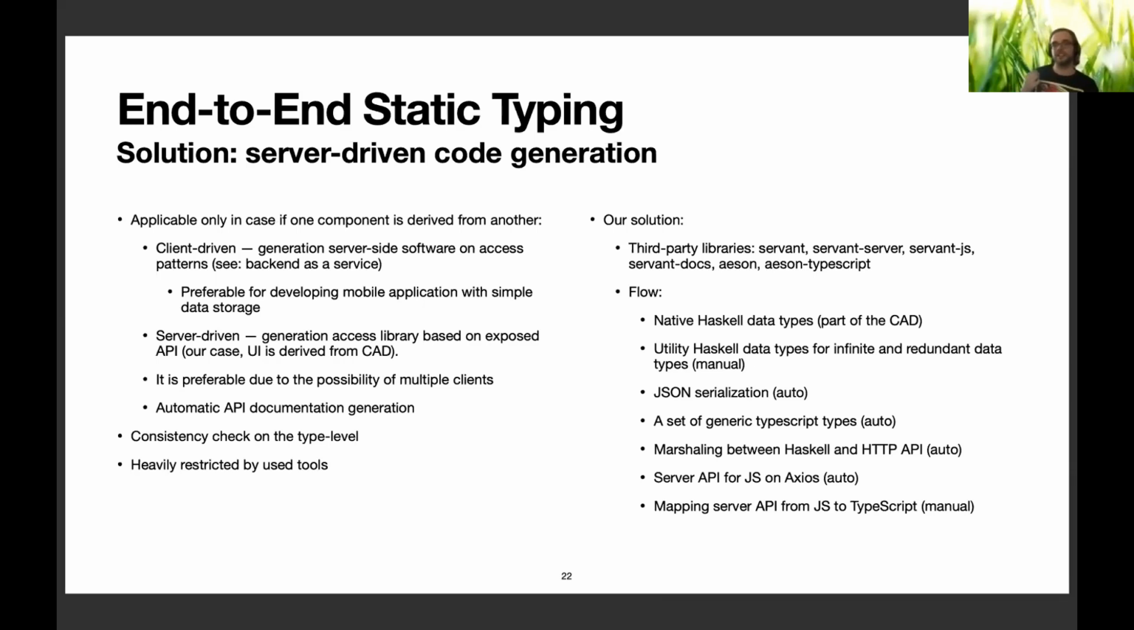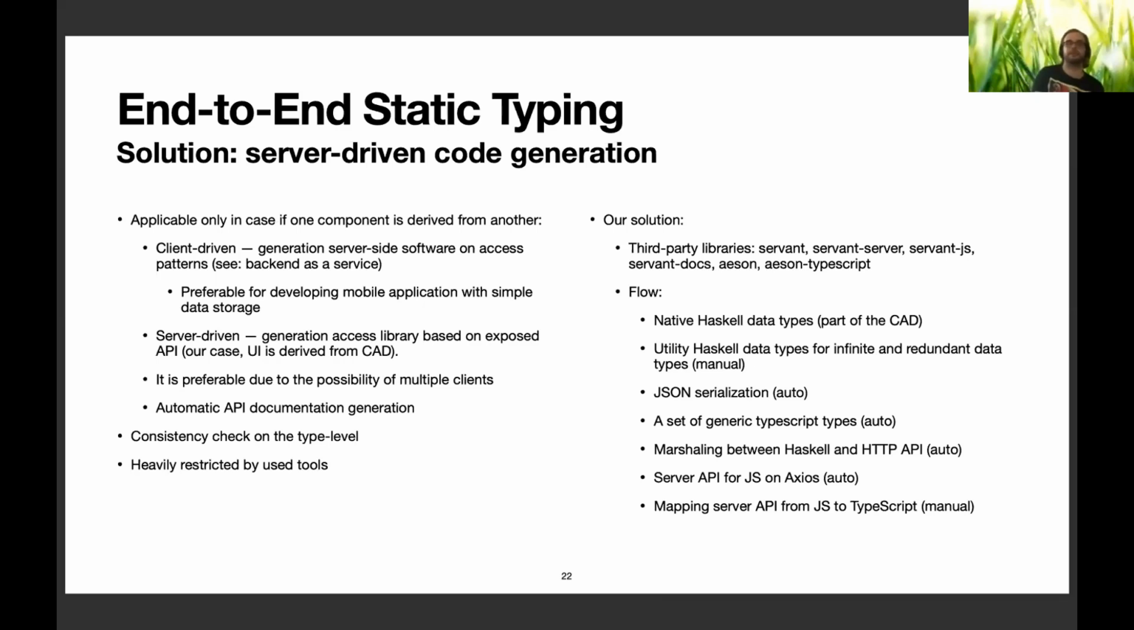What we take for JSON, we automatically have JSON serialization functions. We automatically, based on the native Haskell data type description and utility Haskell data type description, generate TypeScript types for our user interface. So if we change something in our CAD, we automatically receive these changes on the TypeScript level. And also, as a consequence, we catch the compile-time type error in that case. So we achieve consistency checking automatically.